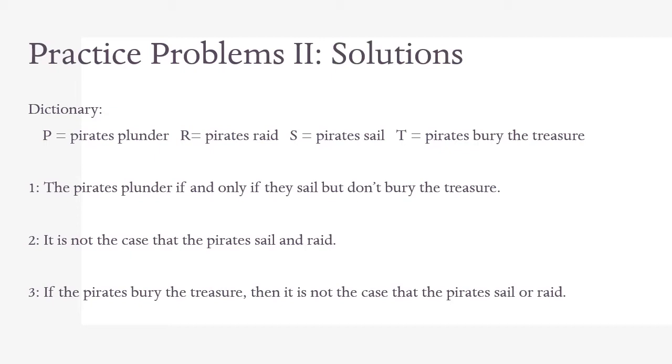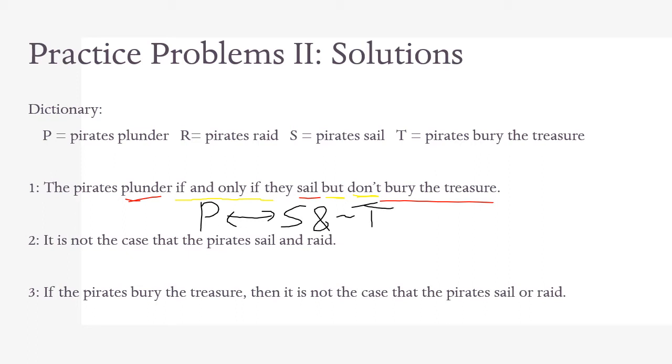Again, let's just go ahead and follow the process that we've been doing. So let's look for the letters that we'll need. In the first one, we have plunder, we have sale, we have buried treasure. So we got P, S, and T. Looking at the operators we need, we have an if and only if, we have a but, and we also have a don't. So if and only if is going to be our double arrow. We have a but, and we have a don't.